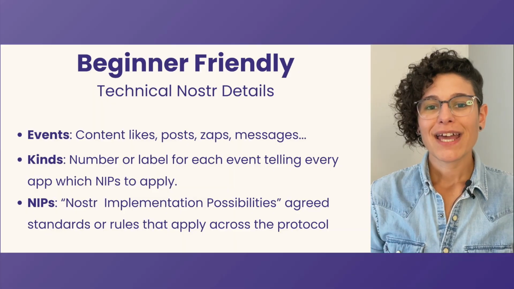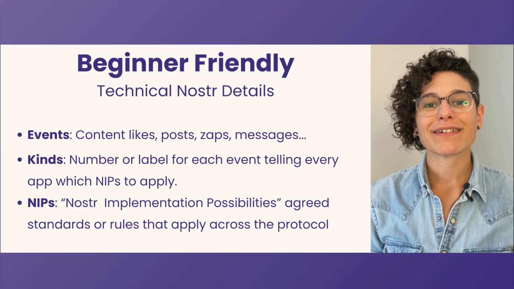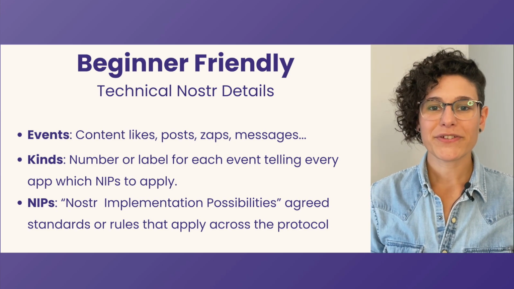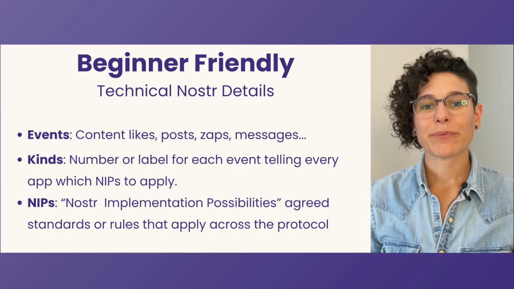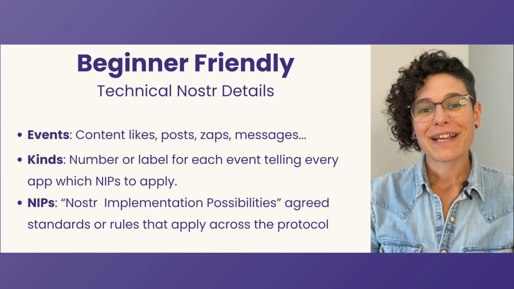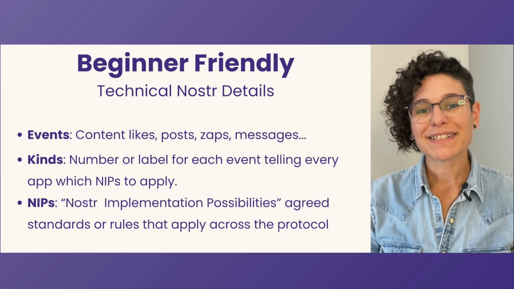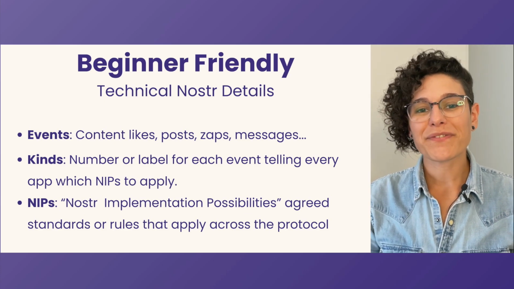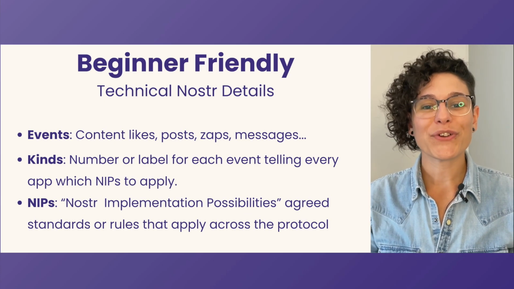Let me explain. Every piece of content on Nostr is considered an event. Every like, post, zap, and message, for example. These are all events. Events are associated with kinds. And the kind number is the label on each event that tells every app which rules to apply to it. Understanding even a handful of them can be incredibly helpful even if you're not a developer.